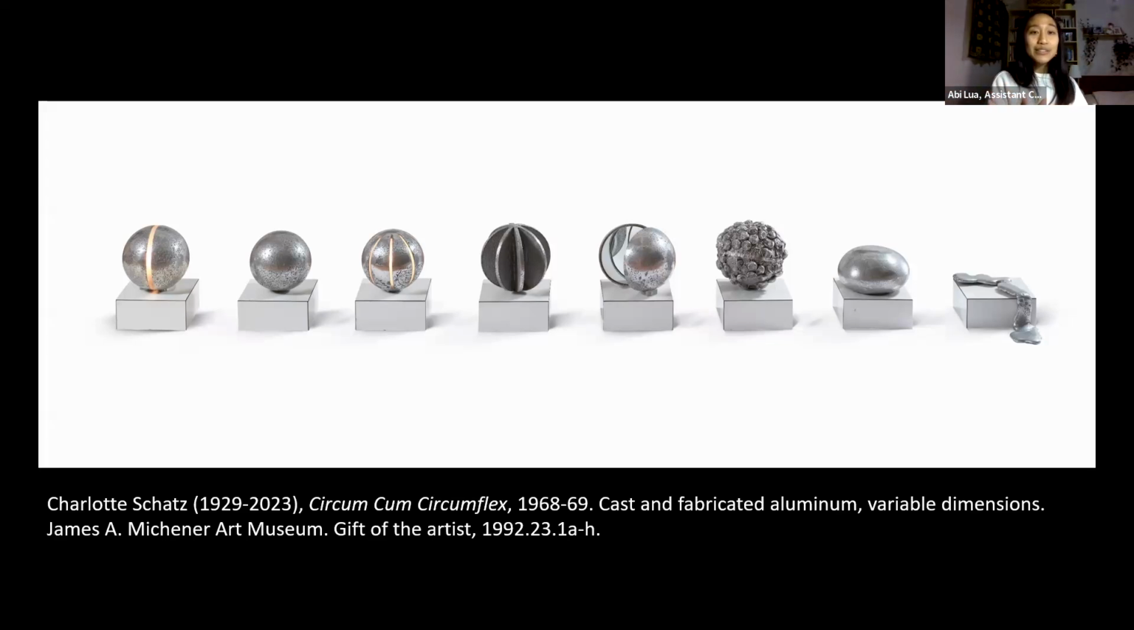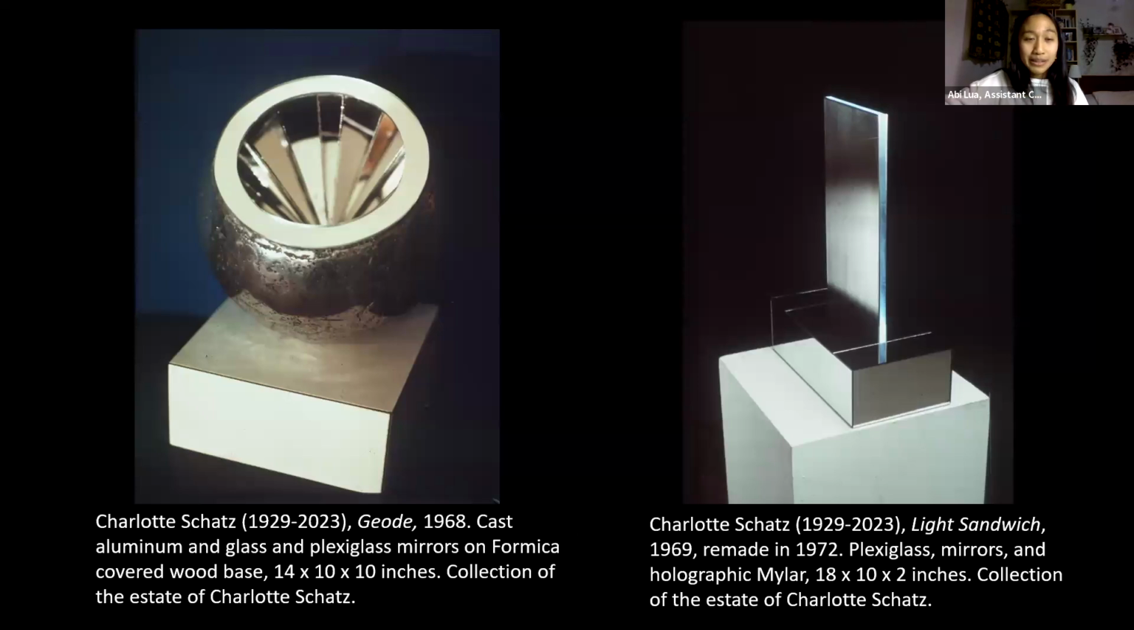And so here it's a series of aluminum spheres. When you look from left to right, you see how the aluminum spheres metamorphose from a solid state to its molten state. Not only is Schatz using an industrial material, but she's really thinking about its materiality, how it will transform with heat and what it looks like when it is solid and then when it is in a molten state. So really Schatz is engaging with the material of an urban environment.